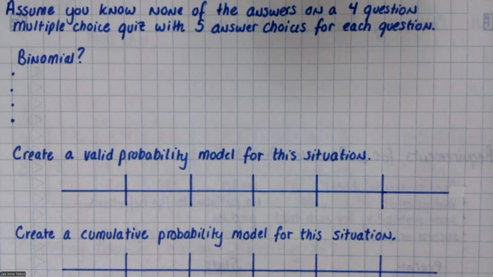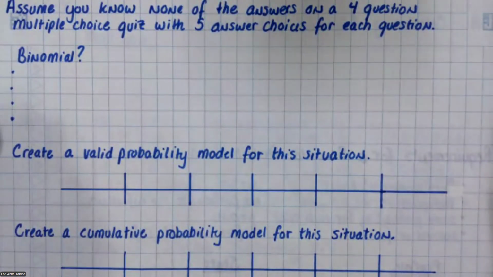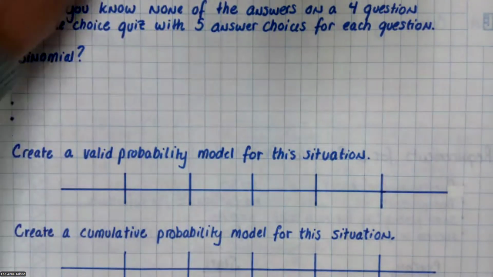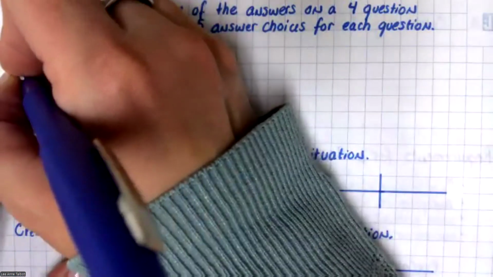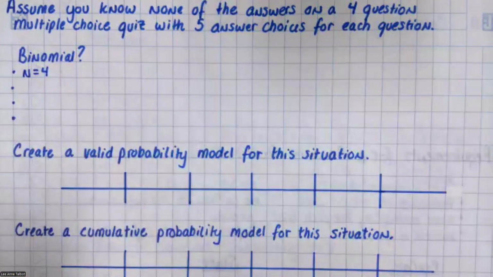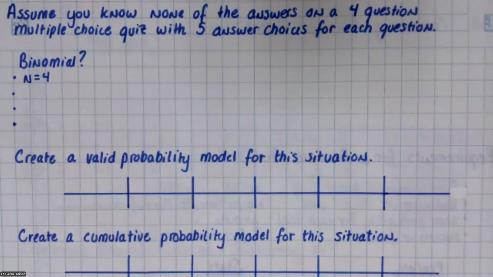Look back at your requirements for a binomial distribution. We're going to see if this scenario is binomial. It better be, because that's what this whole section's about. My first requirement was a fixed number of trials. Does this situation have a fixed number of trials? Yes, so n equals 4. There are 4 questions to answer, and each one of them is a trial. What's the next one?